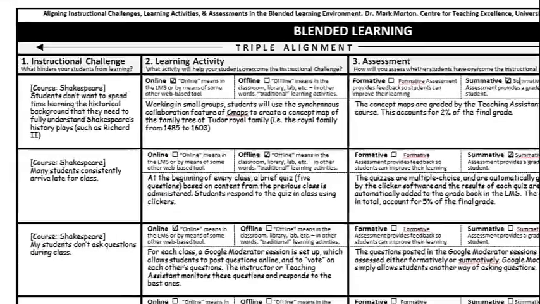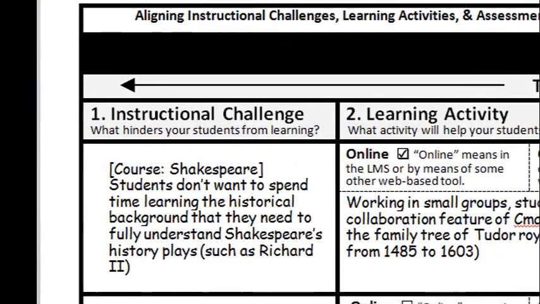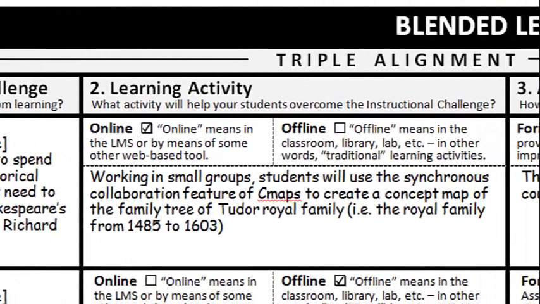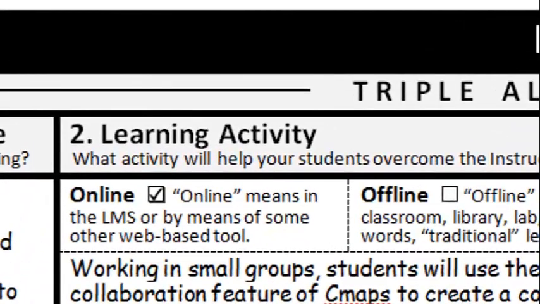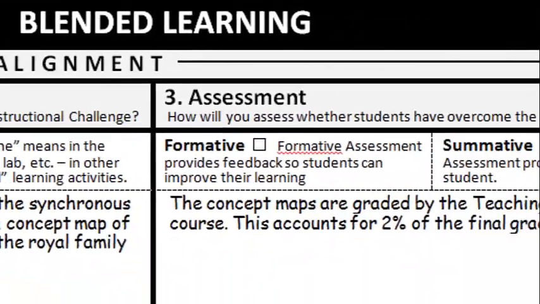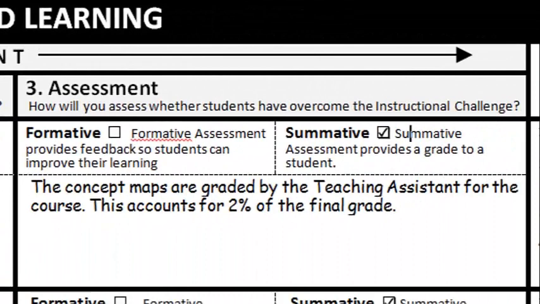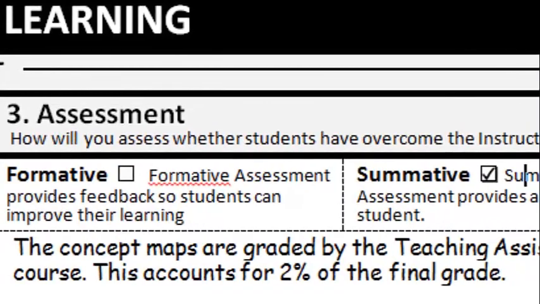The main difference is that the first column is devoted to instructional challenges rather than learning outcomes. The next column is for articulating a learning activity that will help to address the instructional challenge. And as with the previous template, the instructor is asked to consider whether that learning activity should be online or offline. The third column is for identifying an assessment that will determine whether students have actually overcome the instructional challenge or not. Moreover, it invites instructors to consider whether that assessment should be formative or summative.